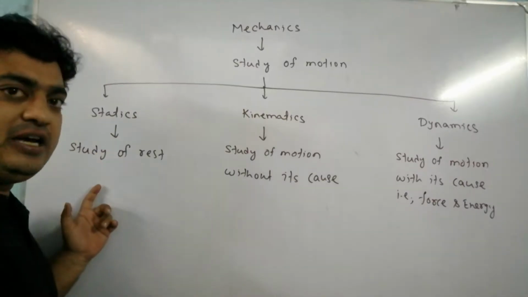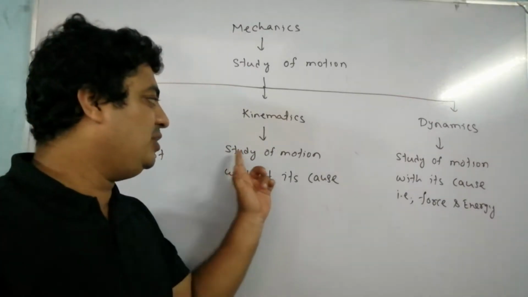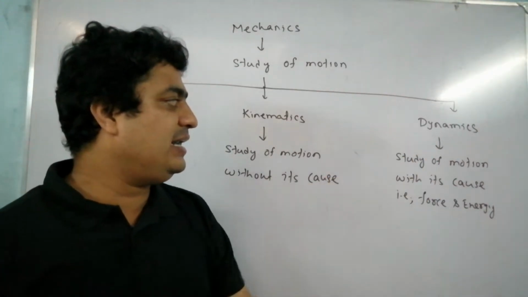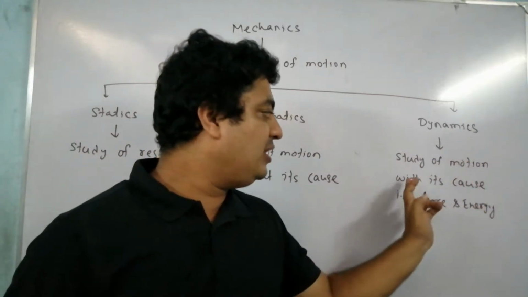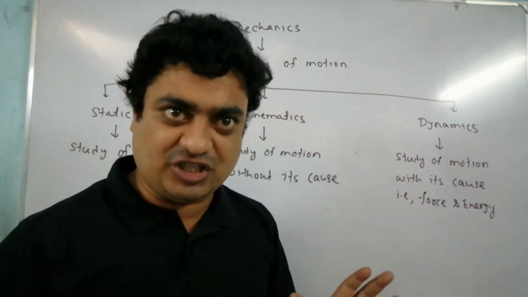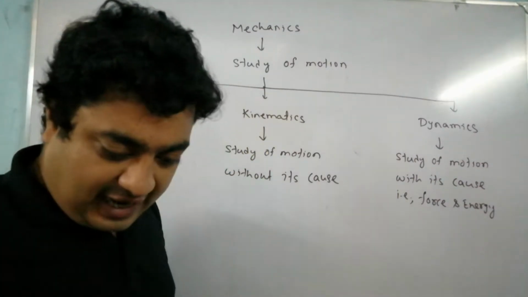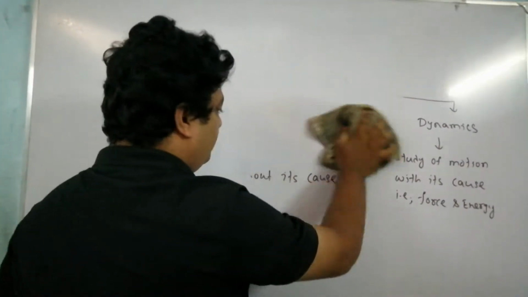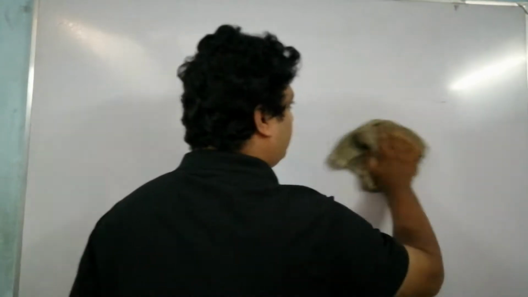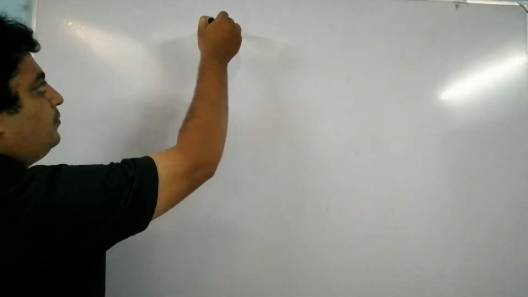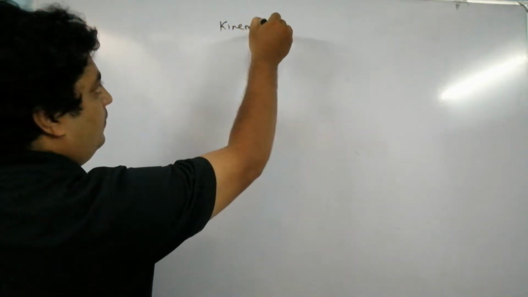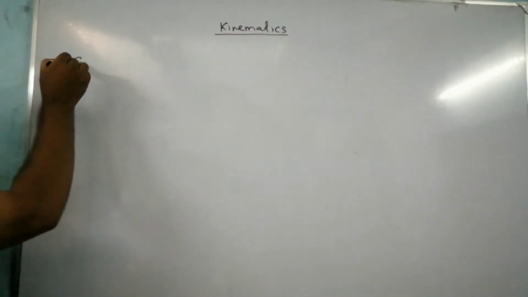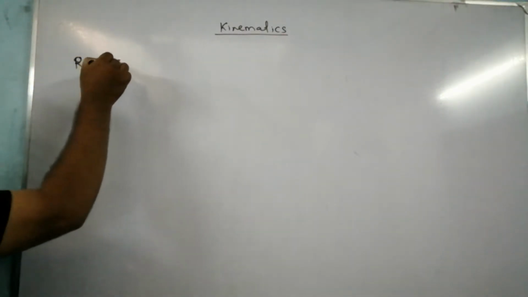In statics, we'll study about the rest. In kinematics, we'll study about the motion without considering the cause of motion. In dynamics, we'll study the motion with its cause, that is with force and energy. Now, we'll go for the kinematics. So, to understand kinematics, we have to first understand what is rest and what is motion.